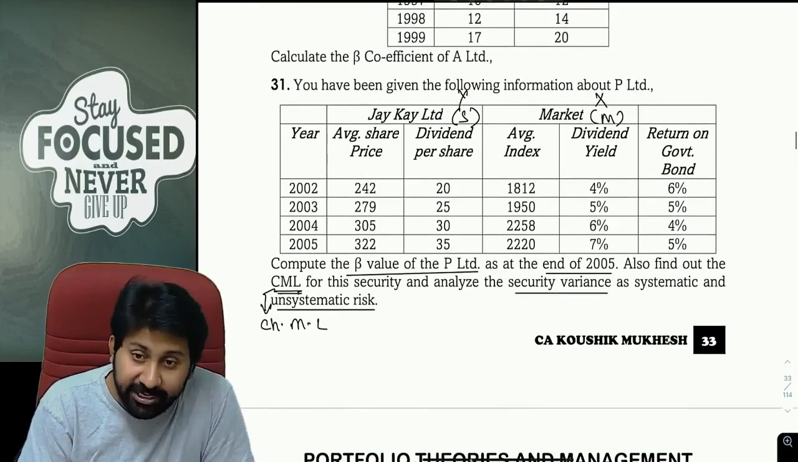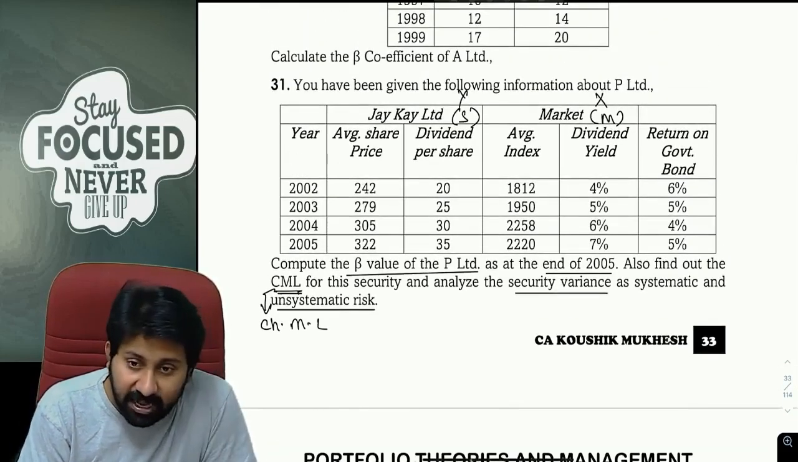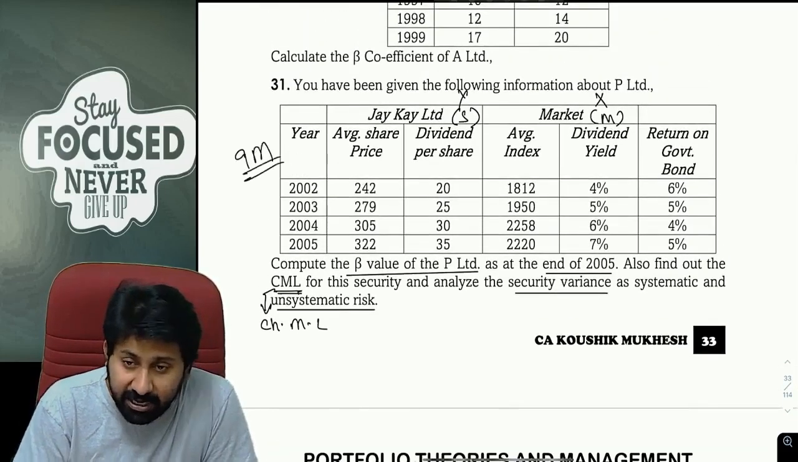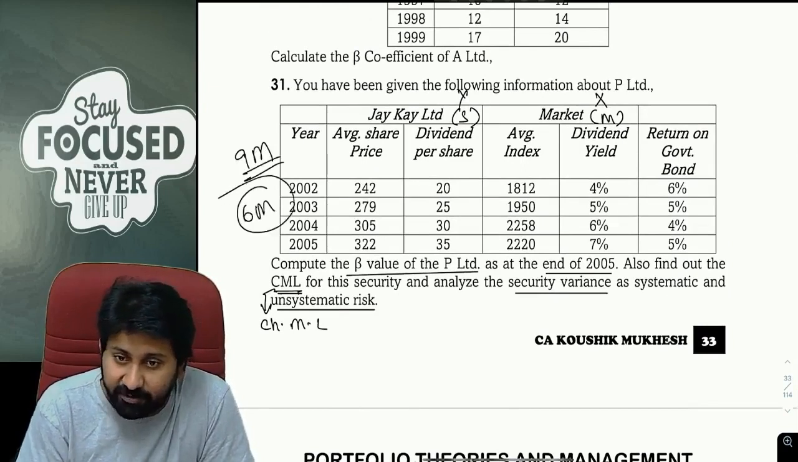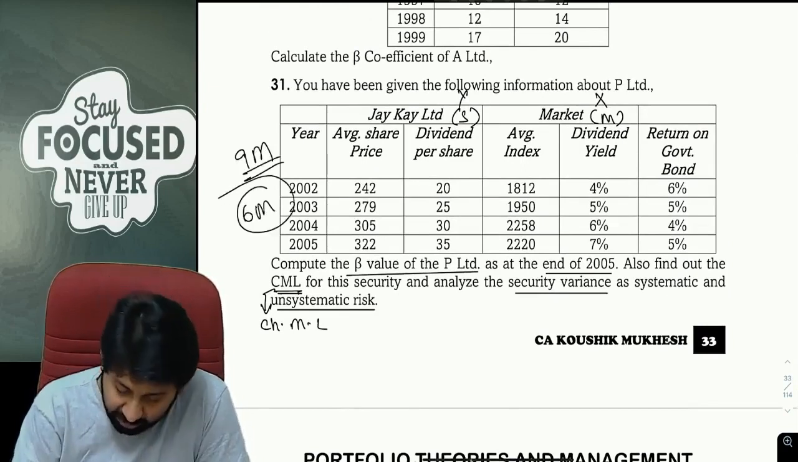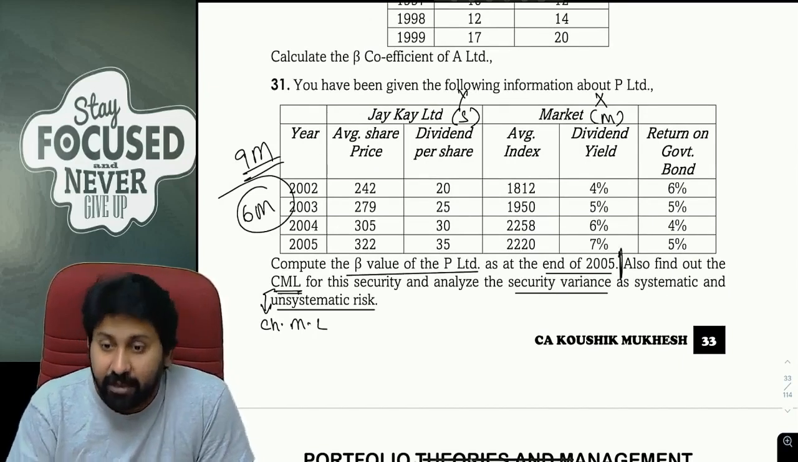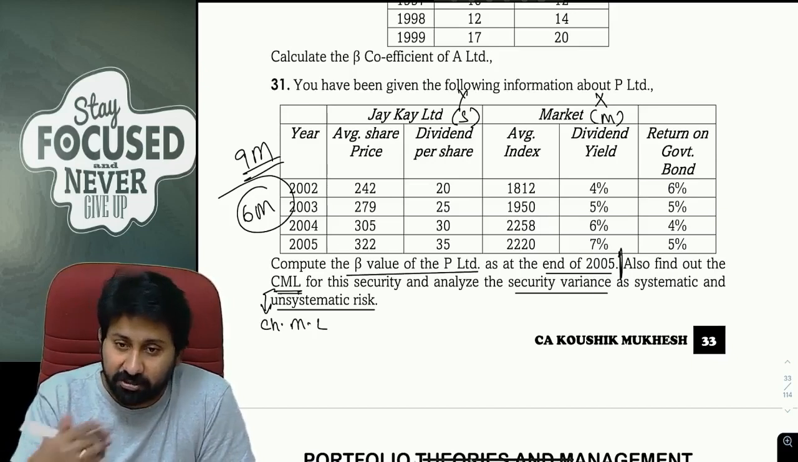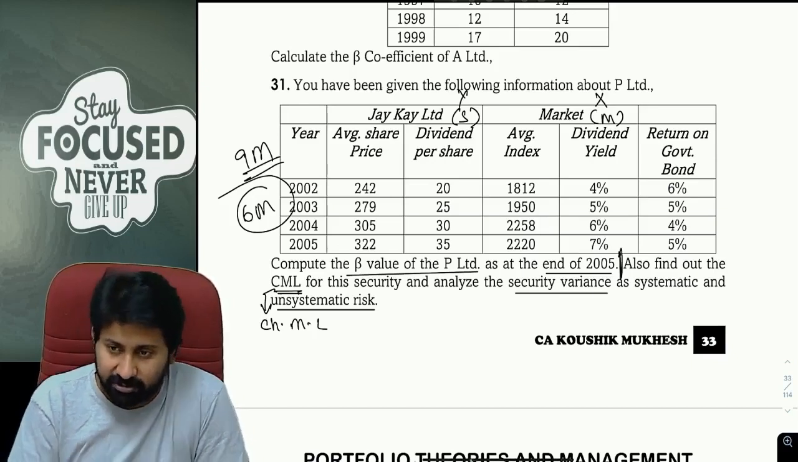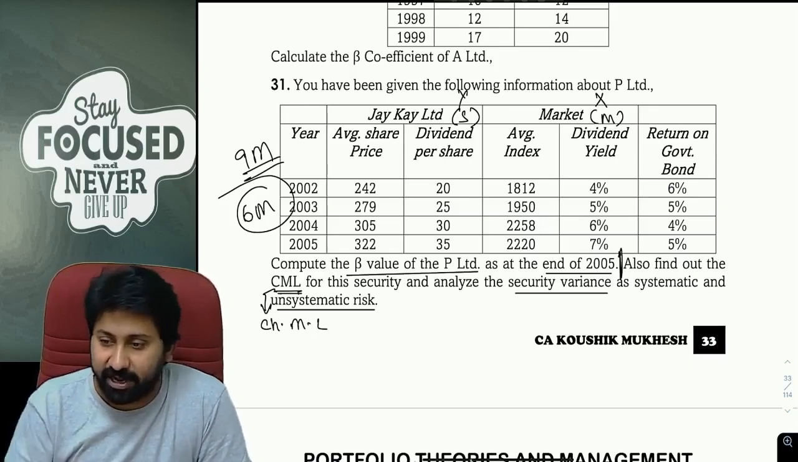Initially when this question was asked, it was for 9 marks in the exam. In the latest exam, the same question was asked for 6 marks, because they asked only up to here. The remaining part they didn't ask. If they also ask for the analysis of the security variance, they add another 3-4 marks. So the two parts together would be asked for 9 marks.